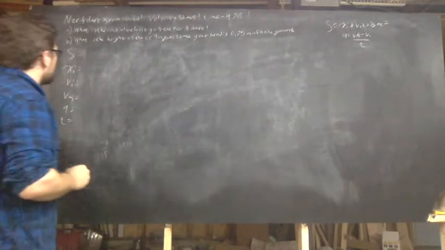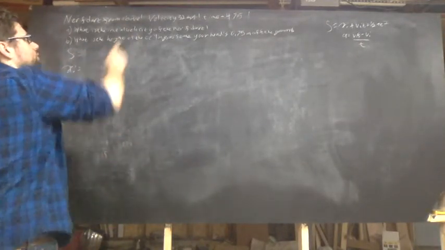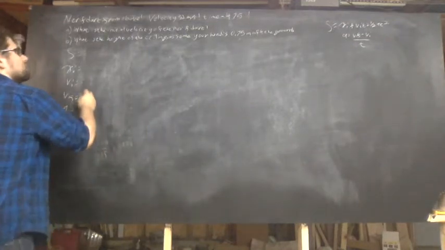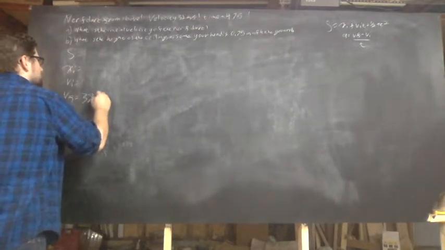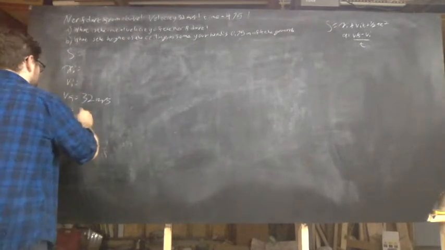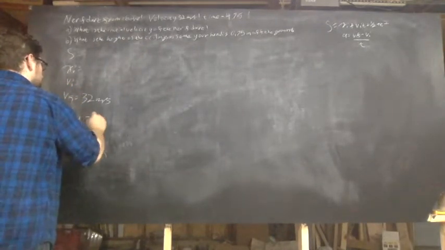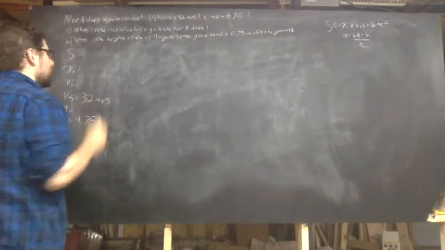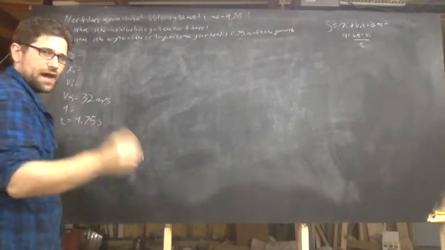Now, what do I know right off the bat? Well, I know my 32 meters per second is going to be my final velocity, the same as the last time I did this. That's not going to change. I know my time is going to be 4.75, and I know my acceleration is going to be due to gravity.